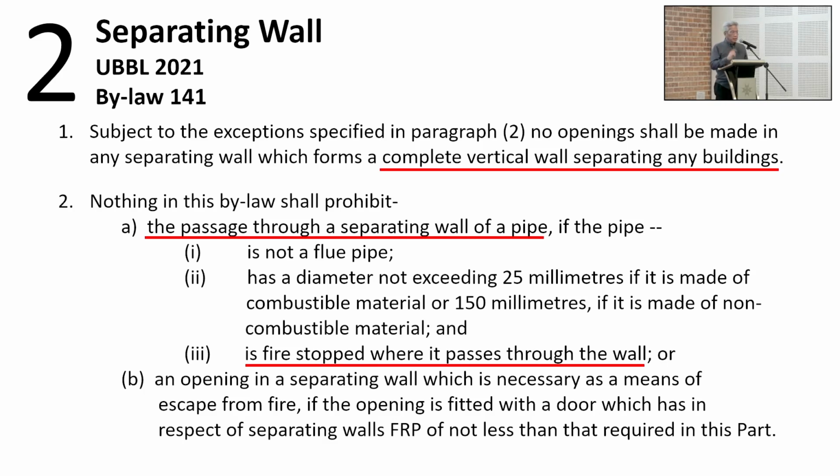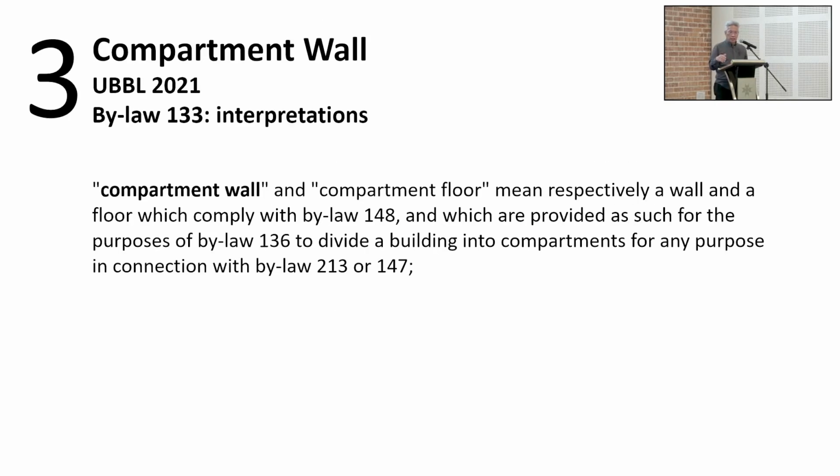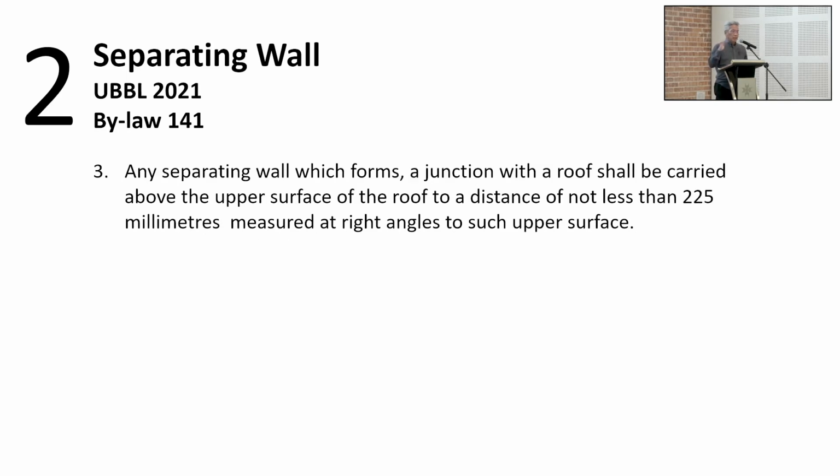And now this is where the differences start to come in. It doesn't prohibit the passage through a separating wall of pipes, flues, and then later on it also talks about how it does allow ducting and anything to go through this wall, right? Provided that all the crossings will have to be fire stopped when they pass through the wall. And any separating wall which forms a junction with the roof, etc., will then have to be carried 225 above the roof. In other words, what the separating wall does is that it defines the fire rating.